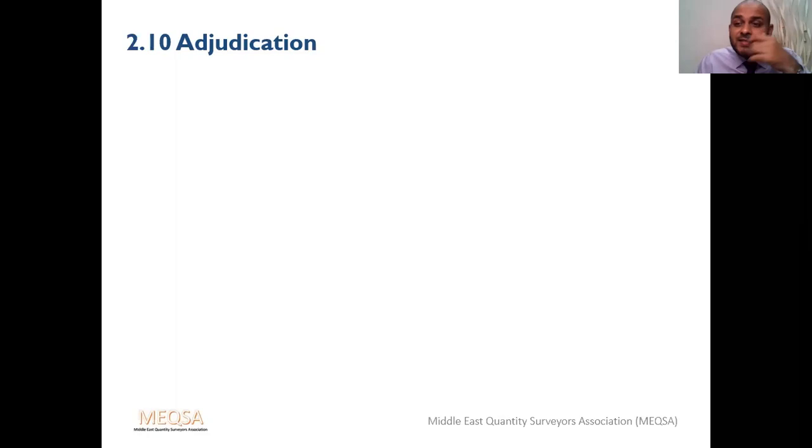Adjudication is a kind of process which involves a third party. He's neutral. And there are three basic types of adjudication. One, the adjudication from the law, statutory adjudication, which is in the UK, Hong Kong, Malaysia, Australia, New Zealand.